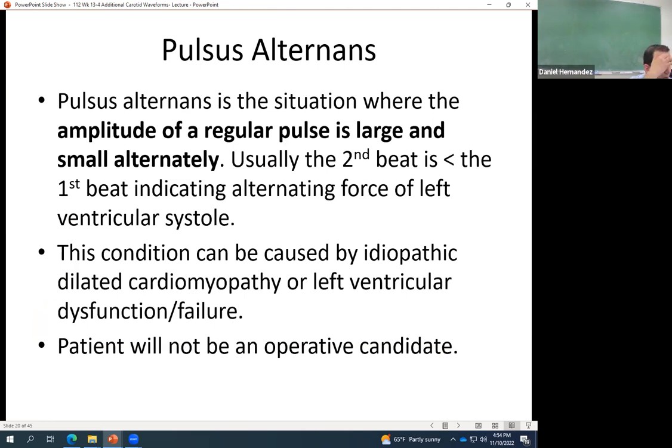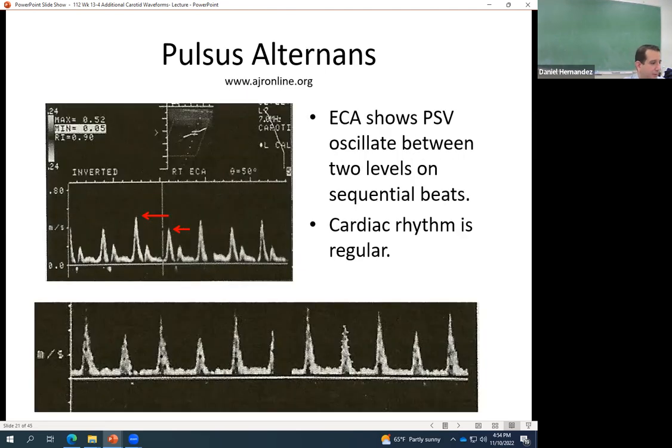So this condition can be caused by idiopathic dilated cardiomyopathy or potential left ventricular dysfunction. There we go, pulsus alternans. So we've got alternating pulses, alternating high and low, high, low, high, low.